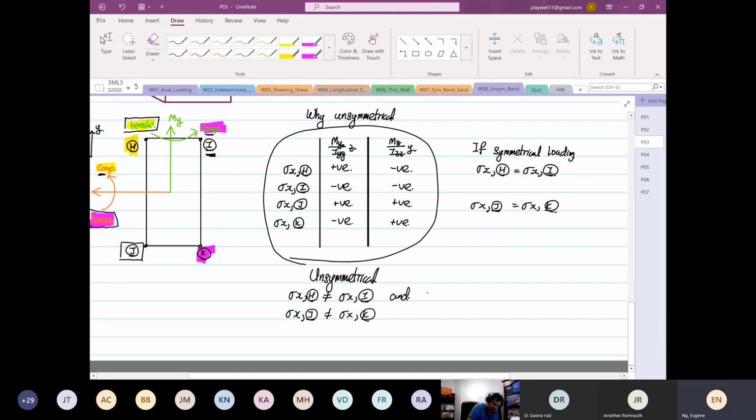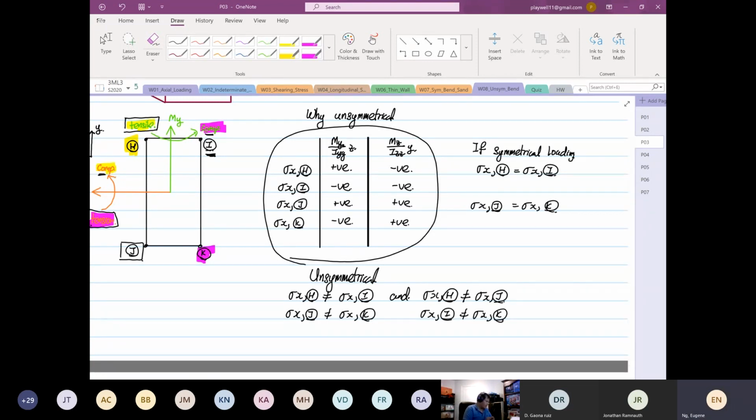Even if we compare, stress X at point I is also not equal to stress X at point J, and stress X at point I is not equal to stress X at point K. So that is why we call this type of loading unsymmetrical loading. Only for that reason.